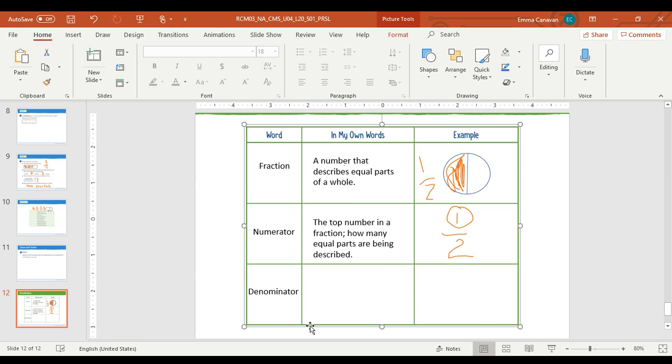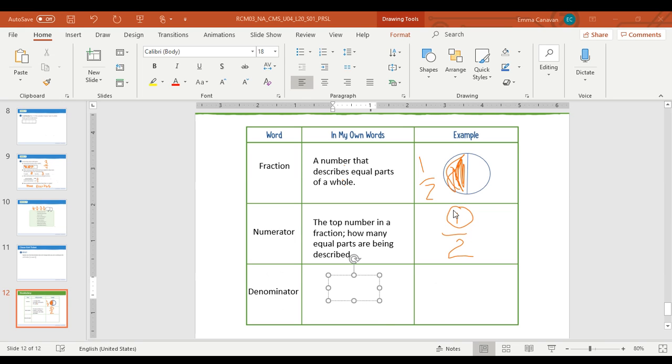Now, for the final time, pause the video and discuss this with someone close to you. What do you think this word means based on our lesson, and show an example of it. Well, we know that if the numerator is the top number in a fraction, then the denominator is the bottom number in a fraction, and it describes how many equal parts are in the whole.